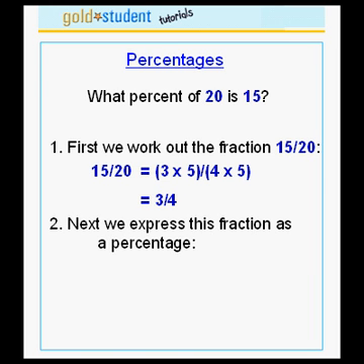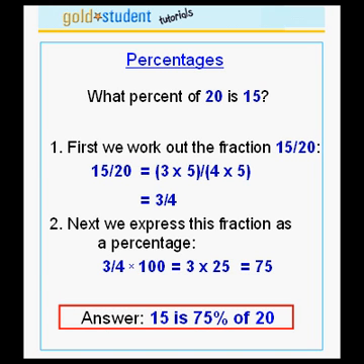Now, we express the fraction 3/4 as a percentage. 3/4 times 100 is equal to 3 times 25, dividing the 4 into the 100, which is equal to 75. Therefore, 15 is 75% of 20.